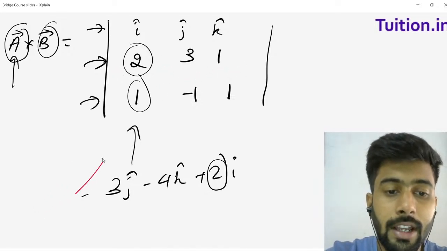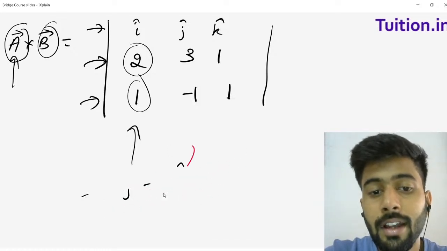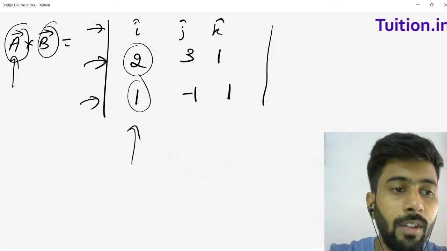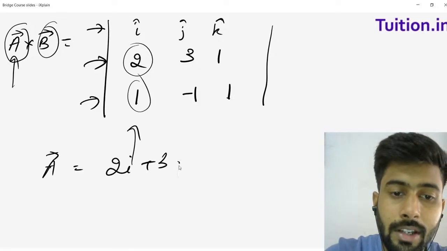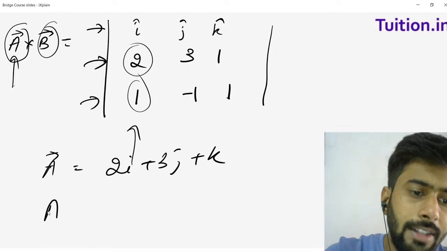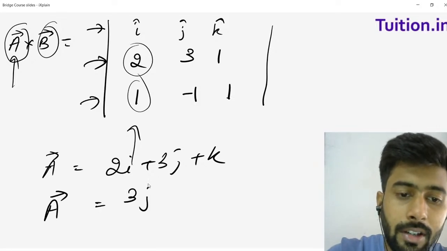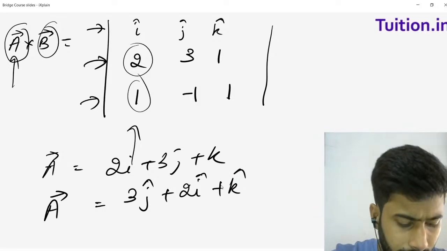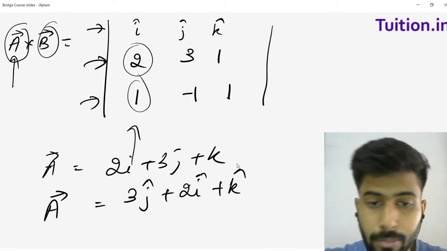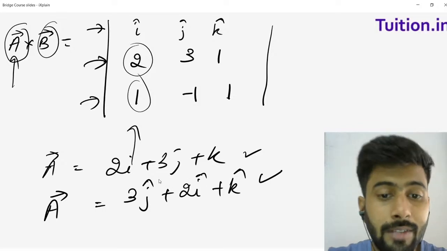What I was trying to say is, if that vector A bar is written in a different way, right? Right now your A bar vector is written as 2i plus 3j plus k. If I write this vector as 3j plus 2i plus k, is it wrong? Is it wrong to write this vector like this? No, both of them are right, and both of them are in fact the same vector.